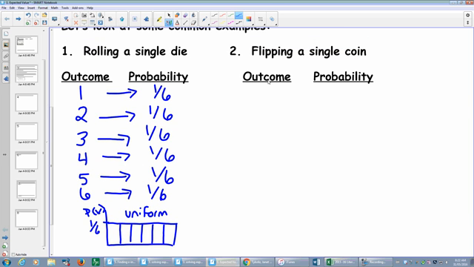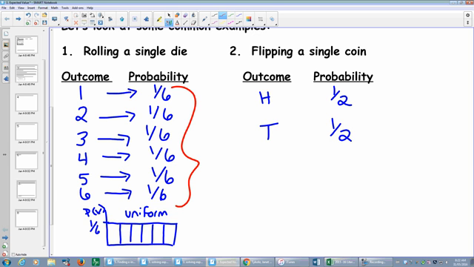Mike, what are the outcomes here when I flip a single coin? Yep. I can flip a head or I can flip a tails. Michaela, what is the probability of me getting a head? And tails? Good.